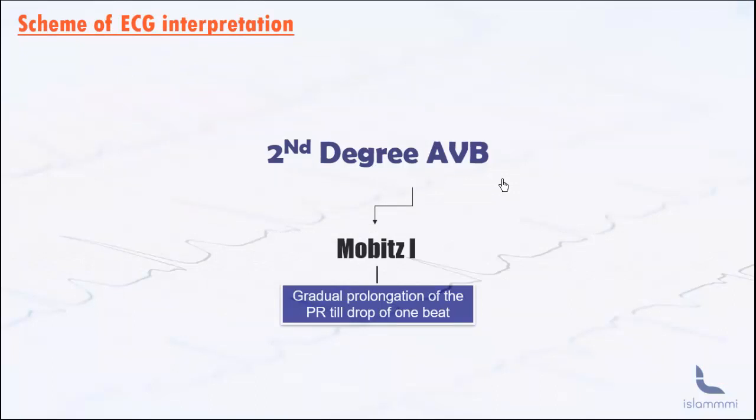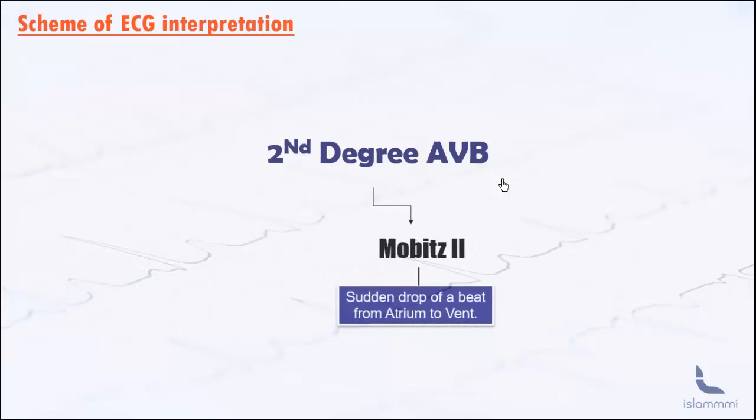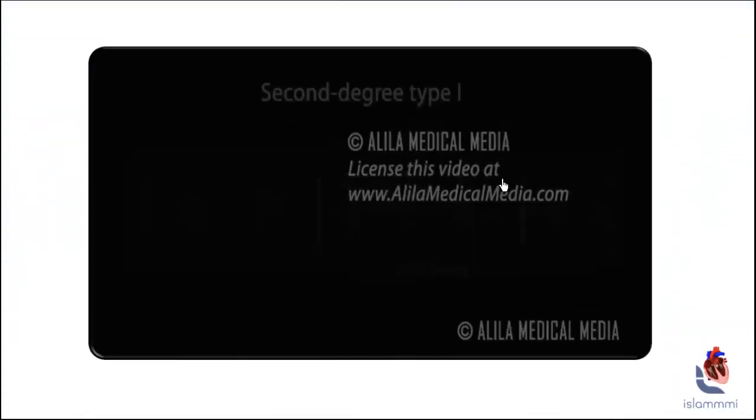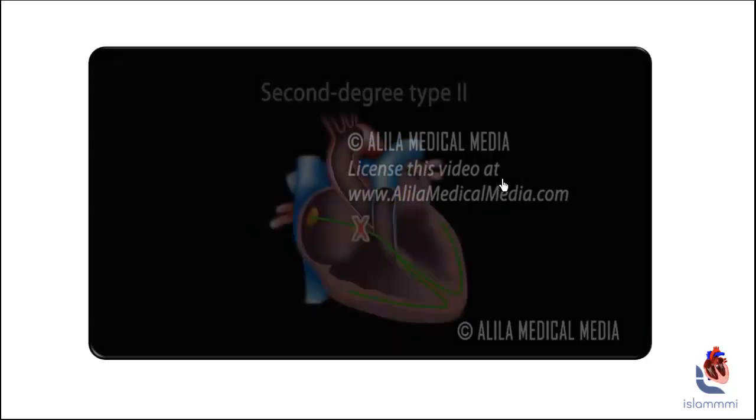So what about the second degree type 2? It's even more serious than type 1. So here, the impulse will go from the SA node normally to the ventricle, and all of a sudden it's blocked. So the PR interval is normal. Suddenly, it will not pass. So the bridge will close immediately. Okay? So how does it look, what is the difference between type 1 and type 2? We will see.